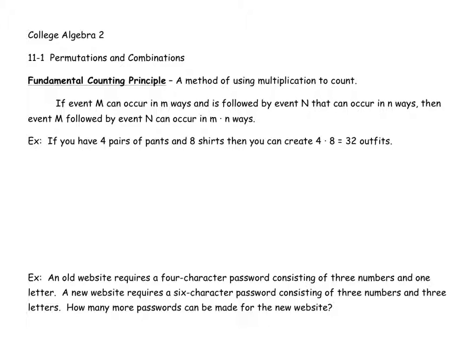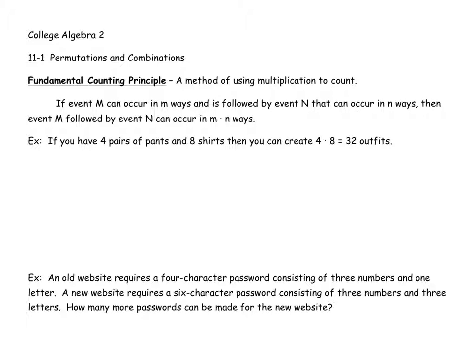We're going to start with the fundamental counting principle, which is a method of using multiplication to count. So it's kind of a quick way to count up a bunch of things using multiplication. I put the definition here. If event M can occur in M ways, blah, blah, blah. Sometimes these definitions aren't as clear as we would hope they could be. So let's just go to the example and see how this makes sense.